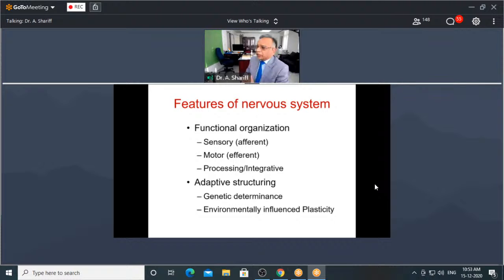By the genetic organization, the nervous system, the patterns of the networking in the nervous system, and then they may also be environmentally influenced in response to new experiences or whatever kind of things. And then if we don't come across such an experience again and again, we tend to forget it. So now, that is called the plasticity, and it is influenced by the environment.